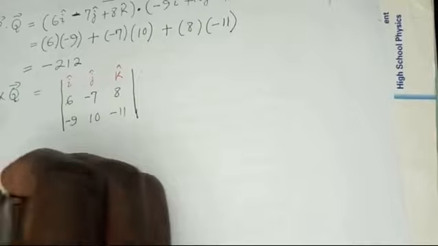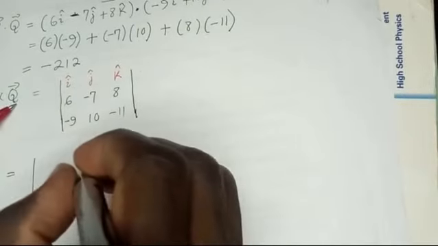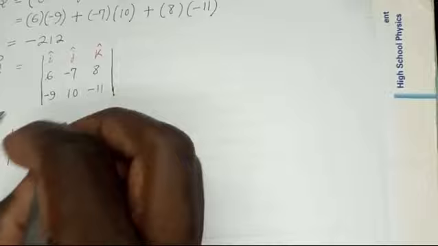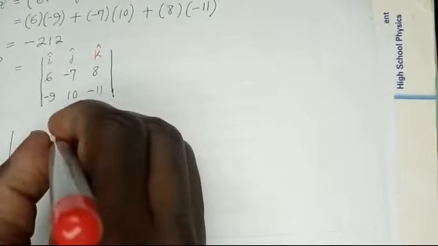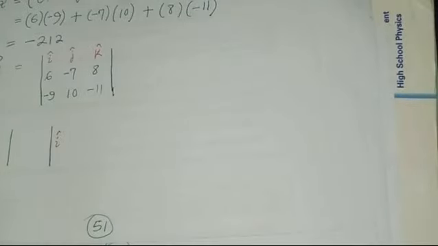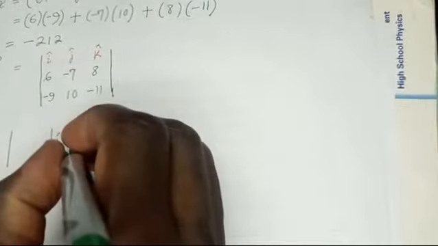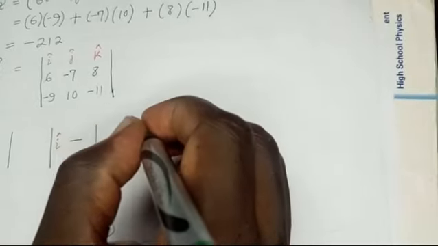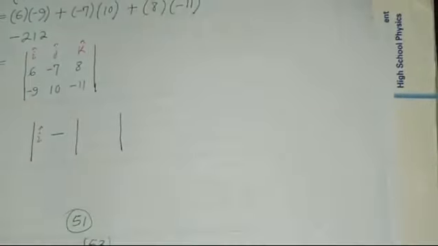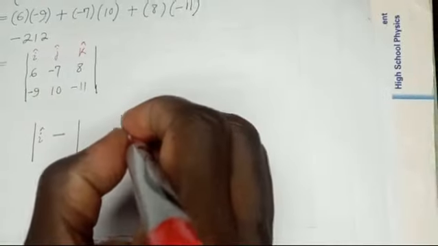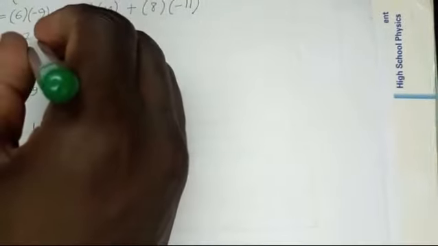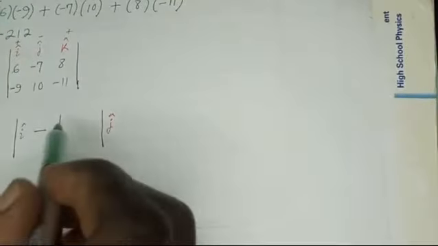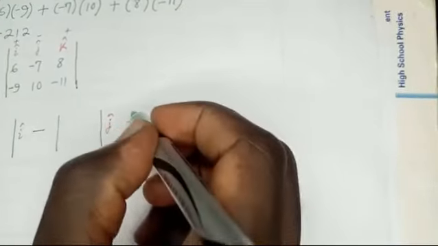This is equal to, now we need 3 brackets. The first one is positive, and then the coefficient will be I cap. Then the next one will be negative. Then we have this bracket, and then the coefficient will be J cap. Finally, the last one will be positive. Remember this for determinant: this is positive, negative, positive. So you see this is positive here, then negative, then the next one positive.